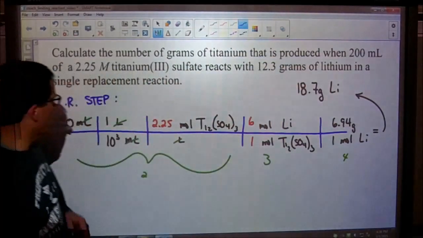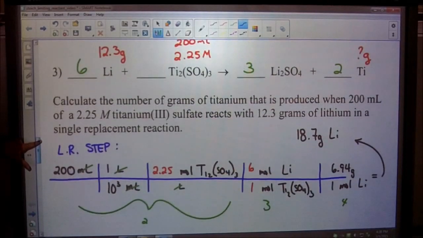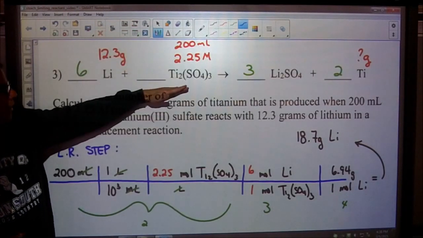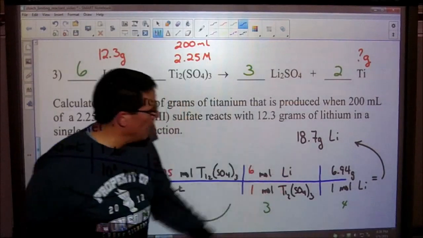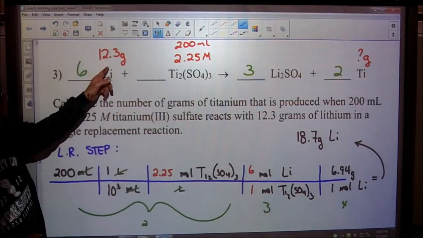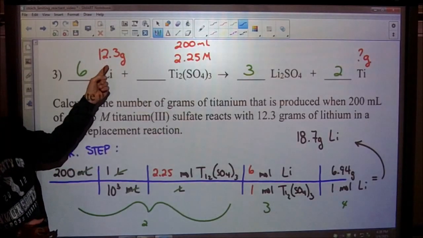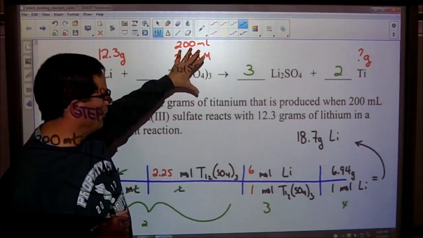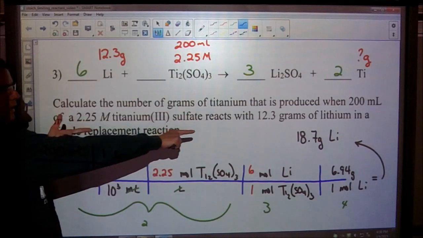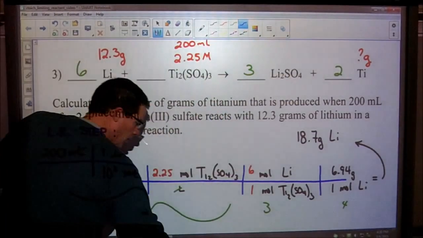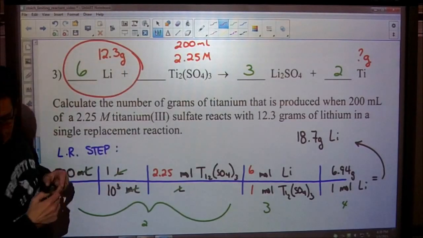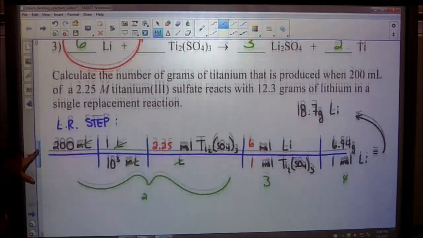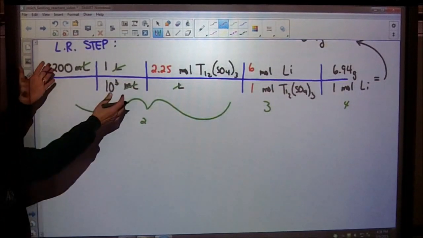Okay, so, here's how we talk ourselves through it. Okay, let's scoot that on down. If I use all 200 milliliters of my 2.25 molar solution of titanium 3 sulfate, I would need at least 18.7 grams of lithium. Uh-oh. I need at least, how much do I have? 12.3. So what that means is I'm going to have extra of my titanium sulfate because I'm going to need 18.7, but I only have 12.3. So my limiting reactant is right there. Okay. So what that means is I will use my 12.3 grams of the lithium to answer this question. So that's my limiting reactant step.